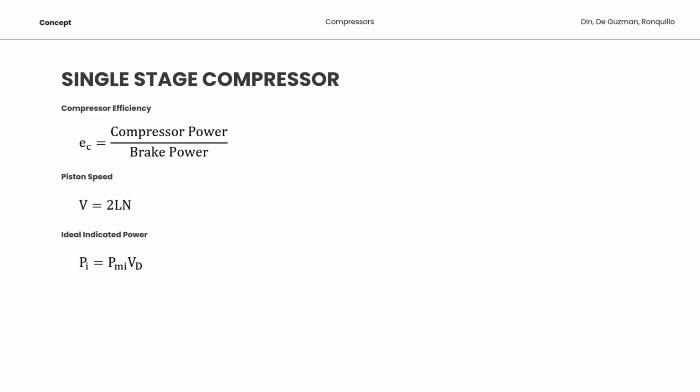So for the compressor efficiency, it is the ratio of the compressor power to the brake power. Next is the piston speed. Piston speed is the total distance a piston travels in a given time. It depends on the length of stroke and the angular speed. Lastly is the ideal indicated power. Ideal indicated power is the product of the indicated mean effective pressure and displacement volume.